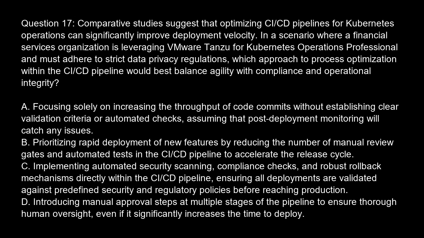Option B. Prioritizing rapid deployment of new features by reducing the number of manual review gates and automated tests in the CI/CD pipeline to accelerate the release cycle. Option C. Implementing automated security scanning, compliance checks, and robust rollback mechanisms directly within the CI/CD pipeline, ensuring all deployments are validated against predefined security and regulatory policies before reaching production. Option D. Introducing manual approval steps at multiple stages of the pipeline to ensure thorough human oversight, even if it significantly increases the time to deploy.